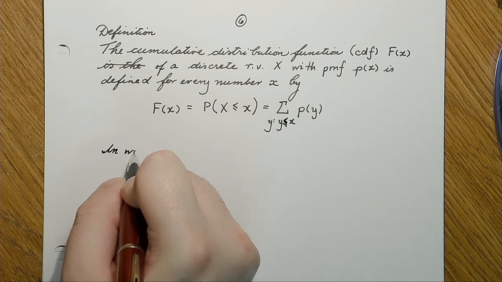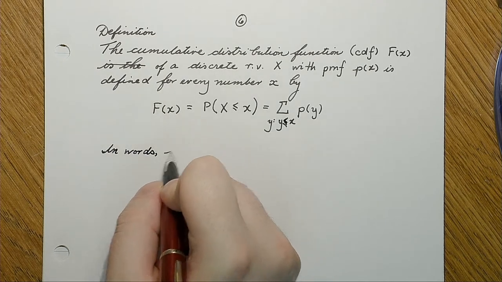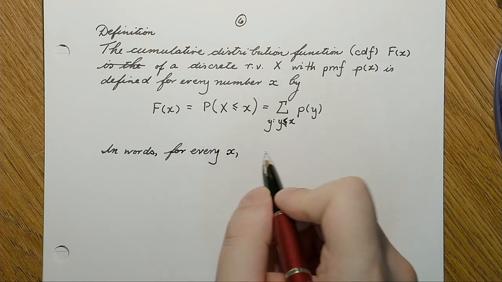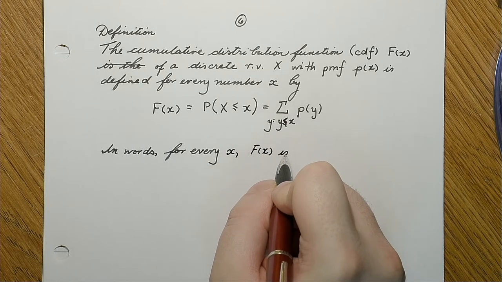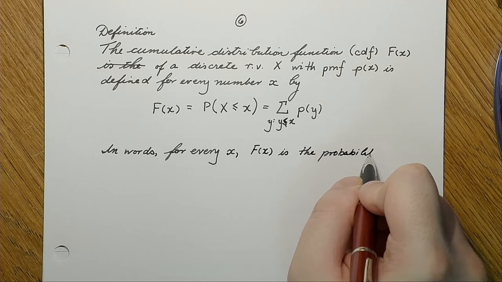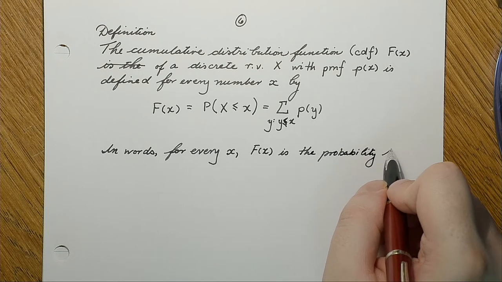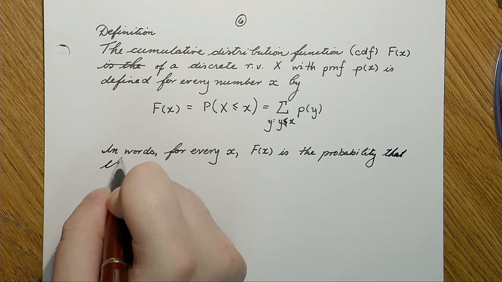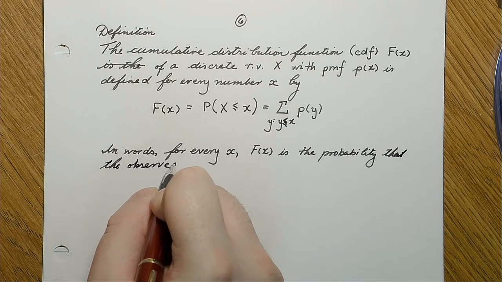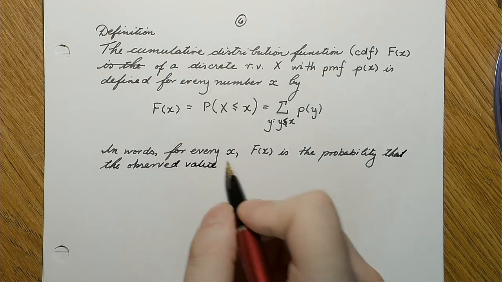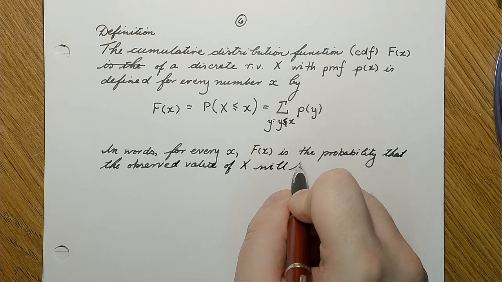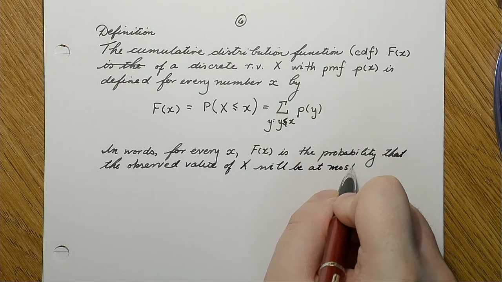So in words, what that actually means is, for every x, F at x is the probability that the observed value of the random variable X will be at most x.